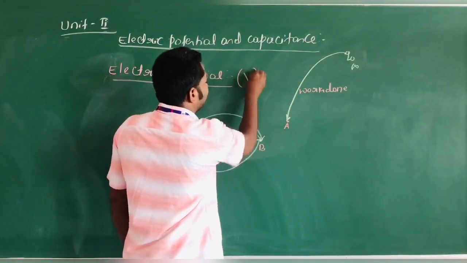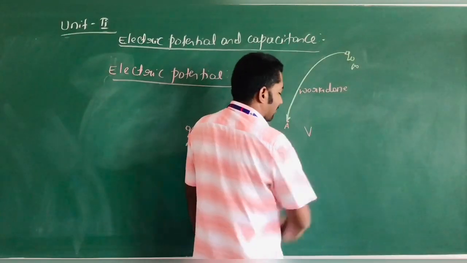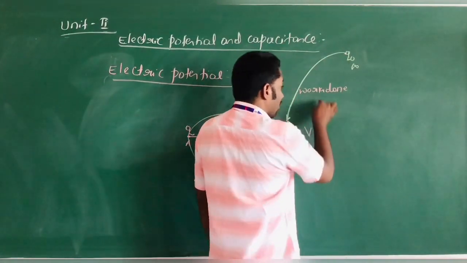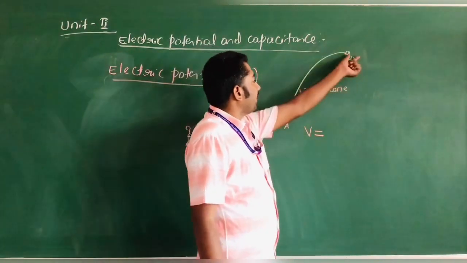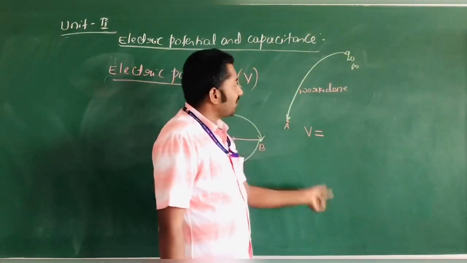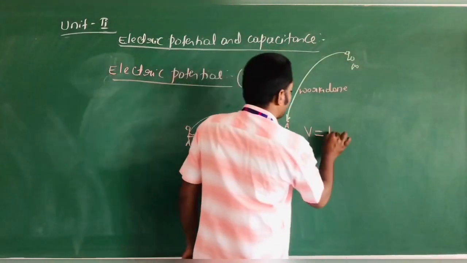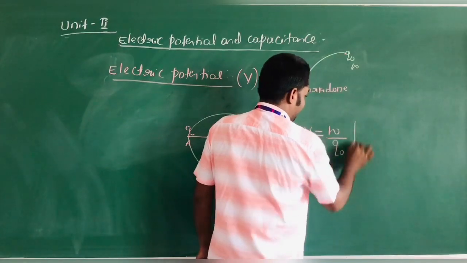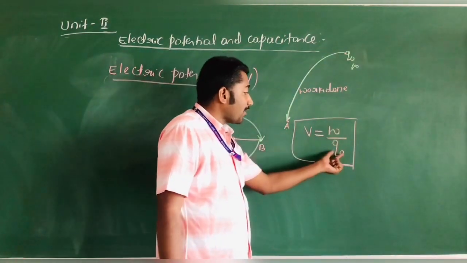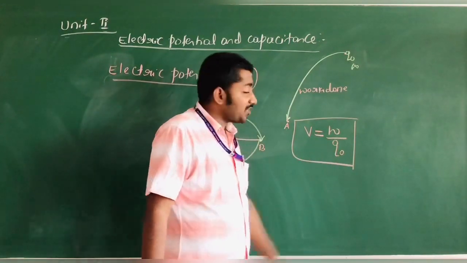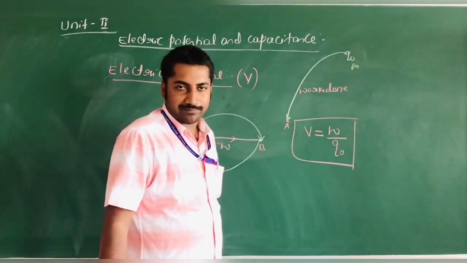Electric potential is mathematically denoted by the symbol V. W is the work done in bringing a unit charge from infinity to this point, and here the charge is Q0. Then electric potential V is equal to W divided by Q0. The work done per unit charge, or the ratio of work done and the charge, is called electric potential.